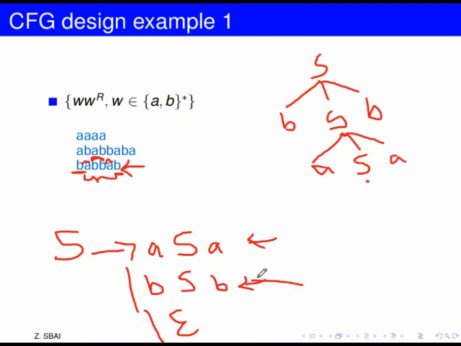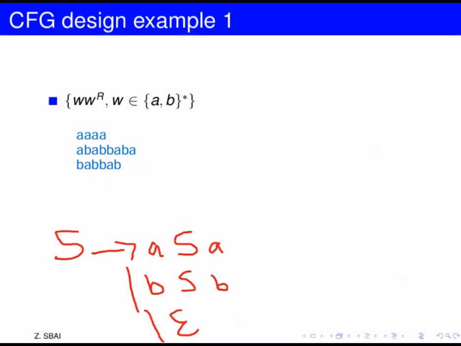So we'll again apply this rule. We will say that S produces B, S, B. And now, since all the symbols have appeared in this parse tree, we can say that the last S here will produce nothing. It will be the epsilon according to this production. And this will be an example of a context-free grammar for the language of the strings of the form W W reverse.